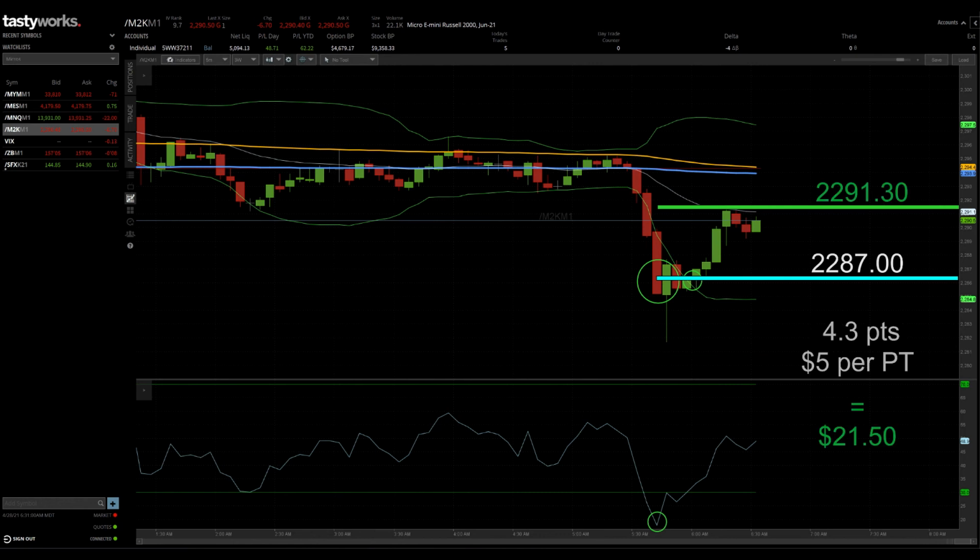Now here are the numbers. It was actually 22.91. I was filled. It was only 4.3 points, and in the Russell each point is worth $5. So I profited $21.50 on this deal. Not too bad considering it was kind of flat. It was pre-market, and there wasn't really a lot of movement prior to this, so I took this trade and was able to profit from it.